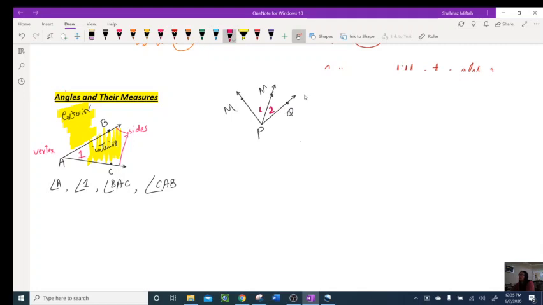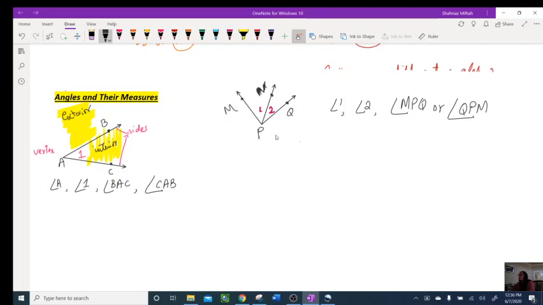Now the question is asking, for example, how many different angles are in the diagram? How many different angles are in the diagram? By the way, this is N. Okay. How many angles are in the diagram? I have angle 1, I have angle 2, I have angle MPQ. Do you see? MPQ, P is in the middle. Now, I can also say QPM. Either way, it's good.